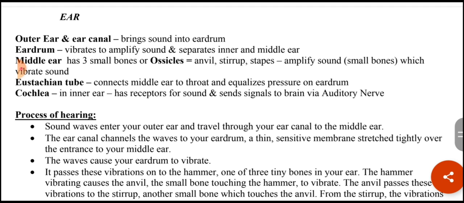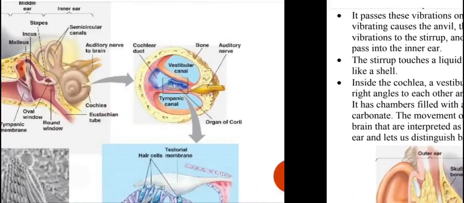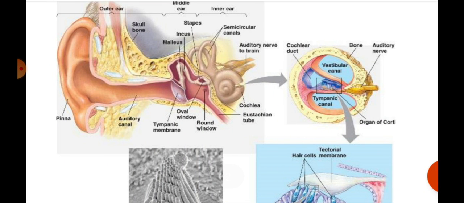The ear has an internal ear, known as the cochlea or inner ear, which has receptors for sound and sends signals to the brain via the auditory nerve. In the next slide, you can see the diagram of the ear, which is clearly shown here.